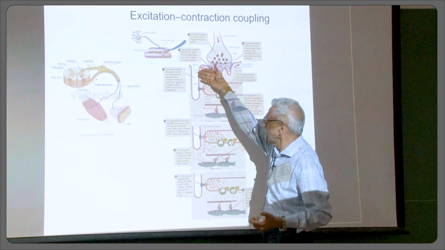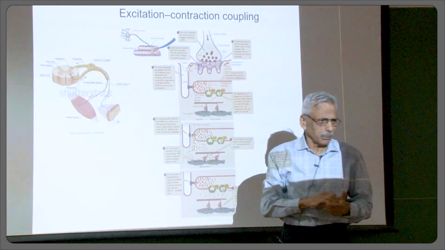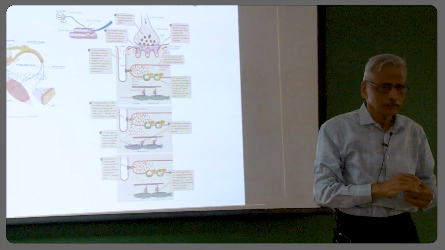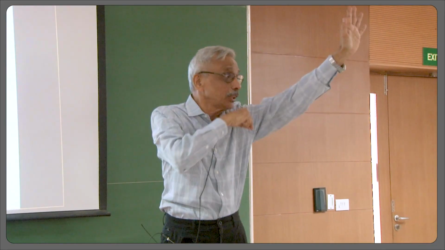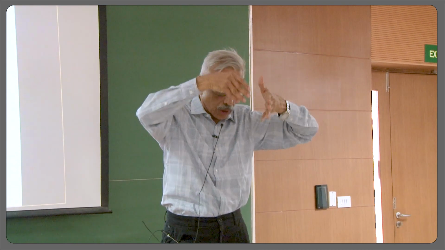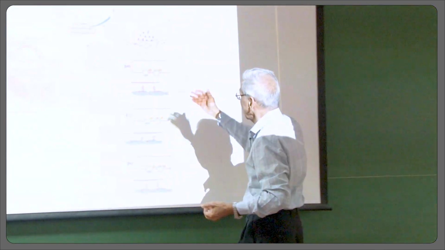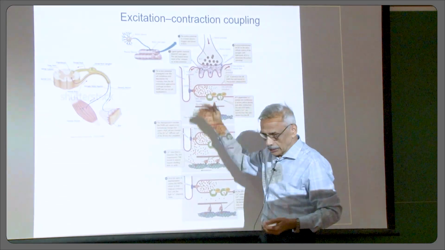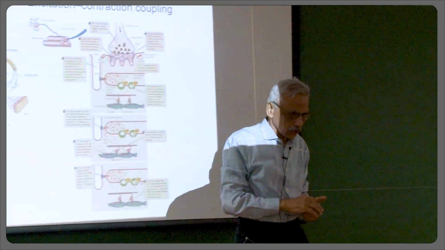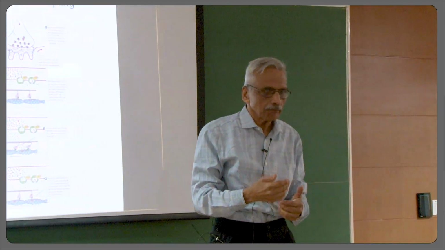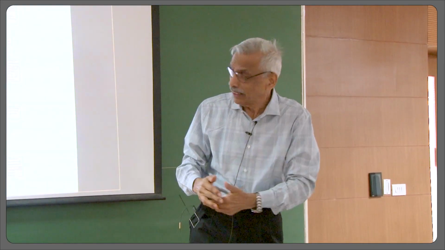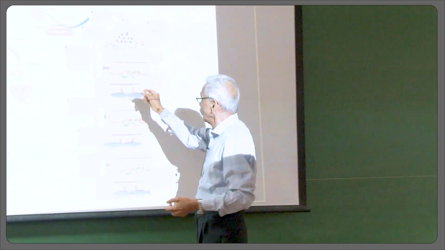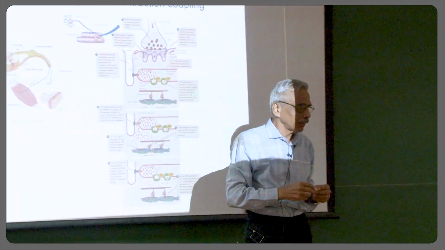So current is flowing. Can you see this depression here? Do you remember what that depression could be about? T-tubule, you remember? T-tubule. So it goes along with the T-tubule, and as it goes, the action potential spreads along the plasma membrane and the voltage gated channels, because of the opening of the sodium ion channels.